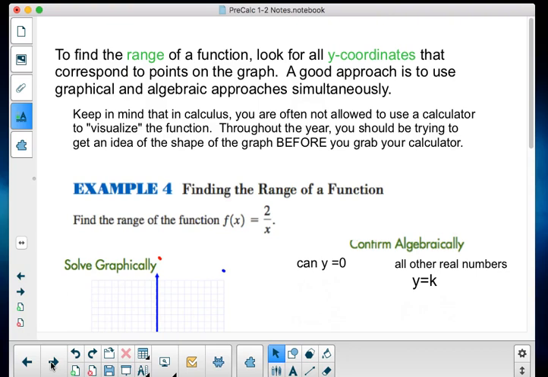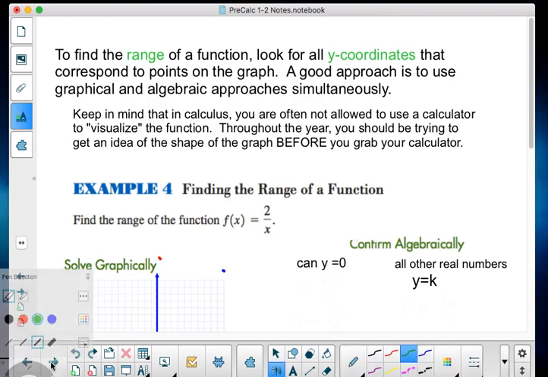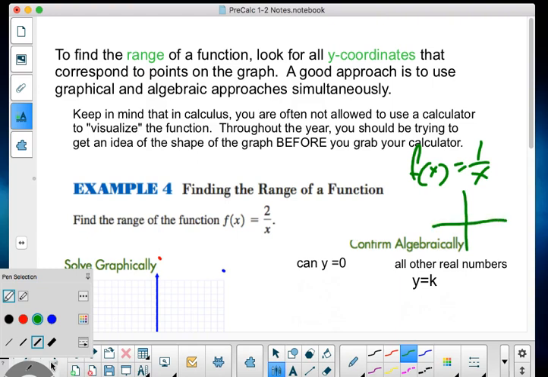Throughout the year, you should try to get an idea of the shape of the graph before you grab your calculator. Now, this one is an extension of f of x equals 1 over x. And that graph generally does this. That's what that graph looks like, the inverse graph. But now I've got a 2 over the top. So how's that going to change that graph?